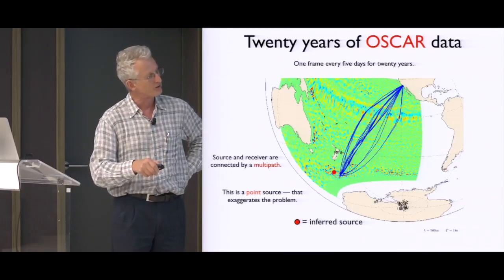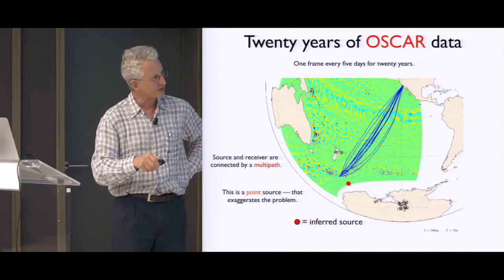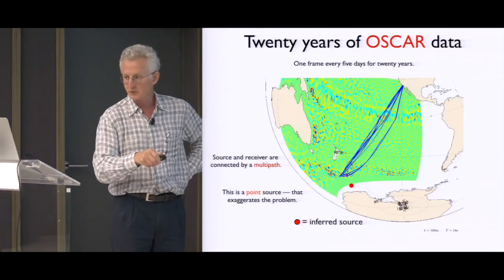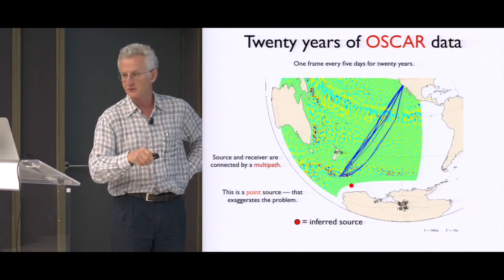So the basic idea, and of course this is a point source, which is exaggerating the problem, but the point is that even with a point source, if you take the mean of the directions, it's an unbiased estimate of the location of the source. So in other words, there's no systematic error here. If you do enough averaging, you will in fact get the right location for the source.